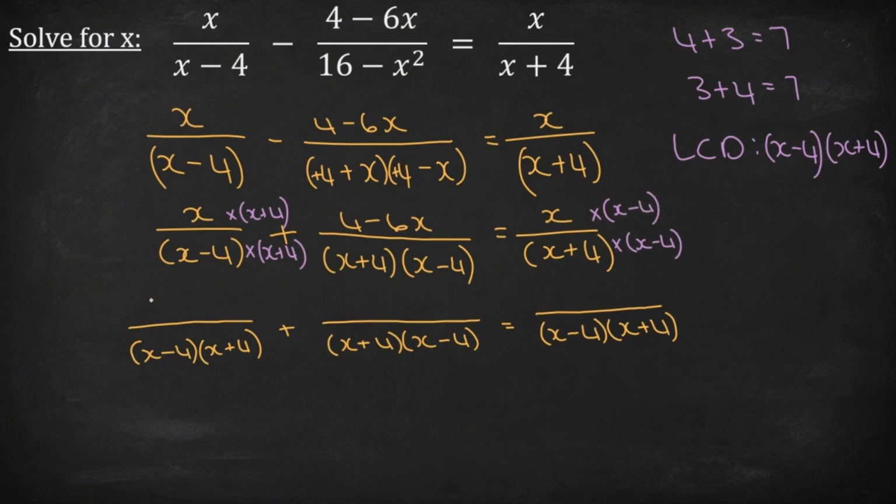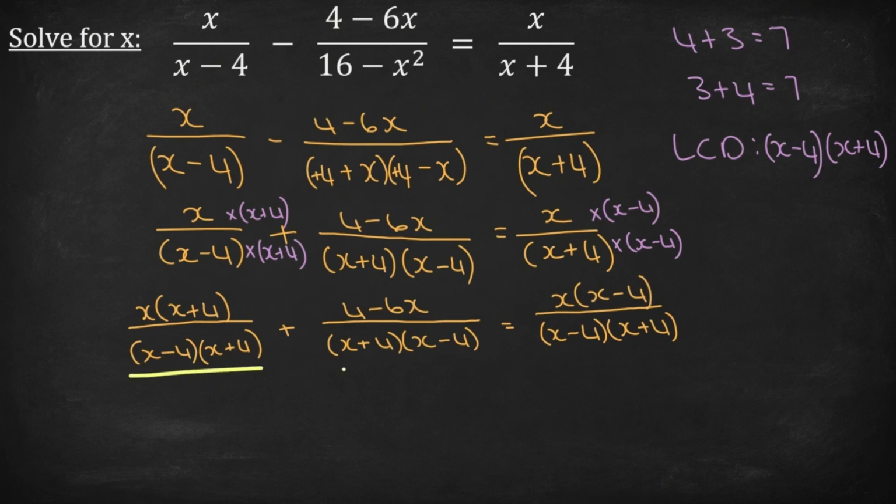Now let's write the numerators. I've got x multiplied by x plus 4. Here I said we are going to keep the numerator as is because this denominator is the same as the LCD. And here we have to multiply x by x minus 4.